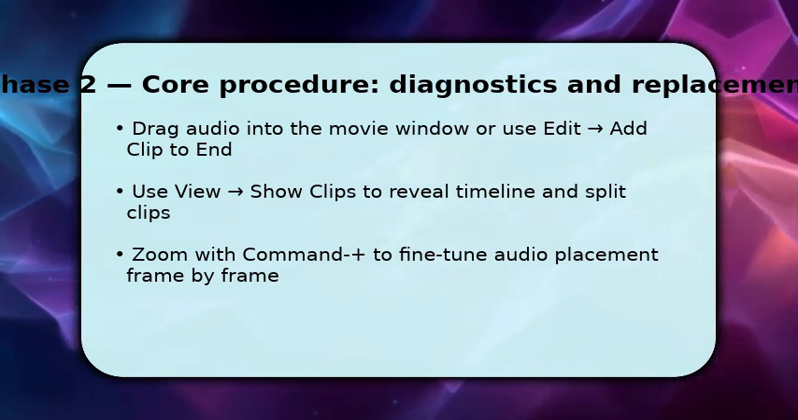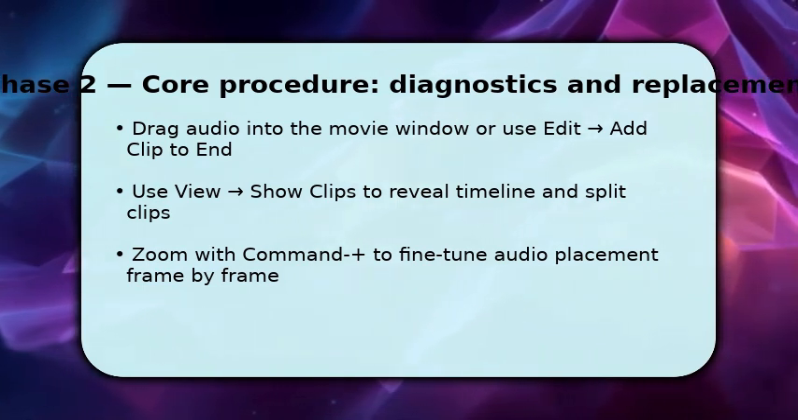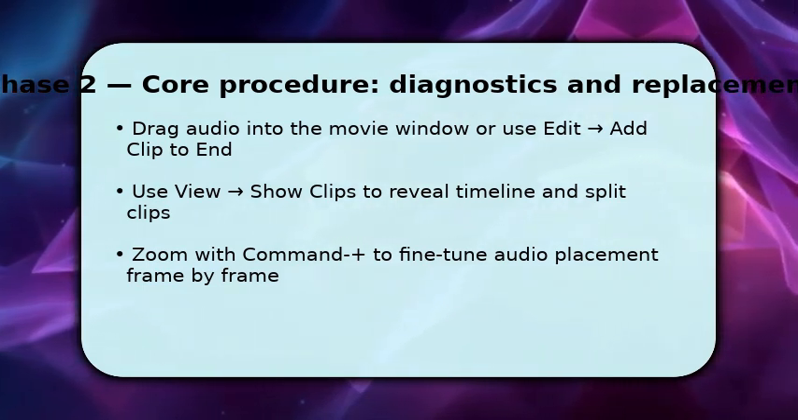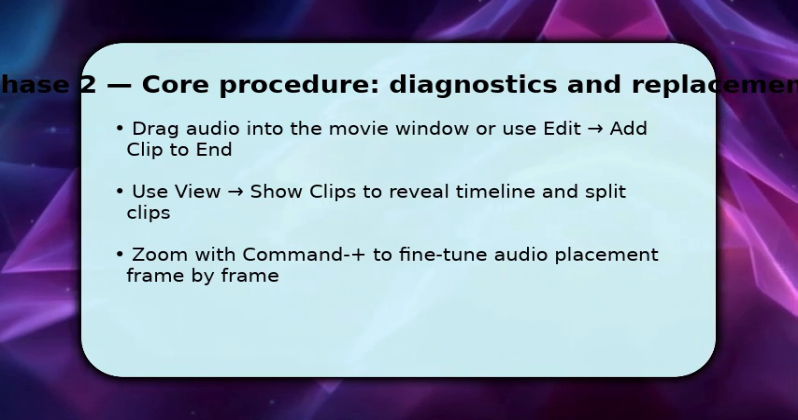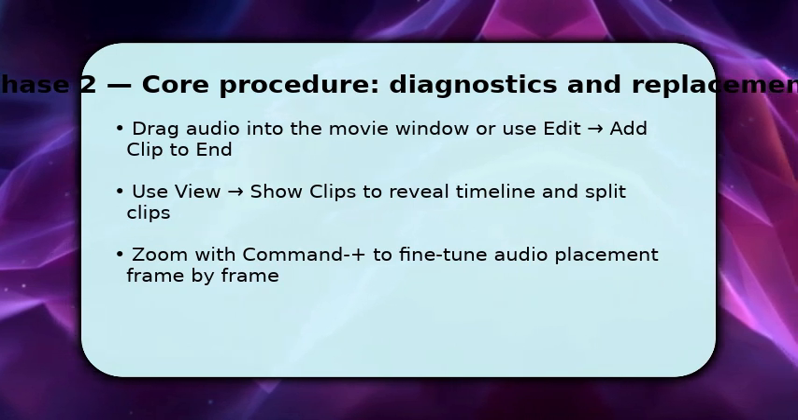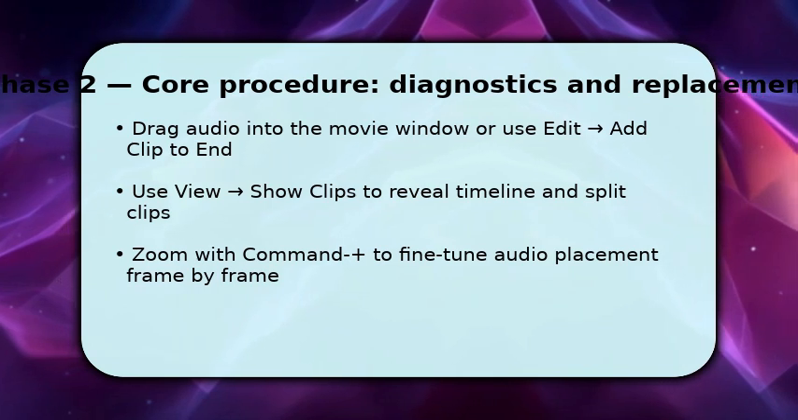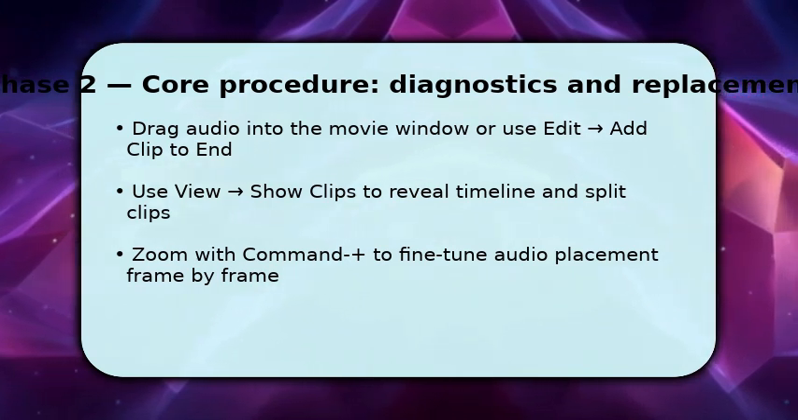Once added, use View, Show Clips to reveal a simple timeline and split or trim clips where needed. Splitting helps remove silence or sync points. Make sure to zoom in so you can align the waveform to the video action precisely. Small shifts matter, so nudge the audio a few frames until lip sync or beat alignment is exact.